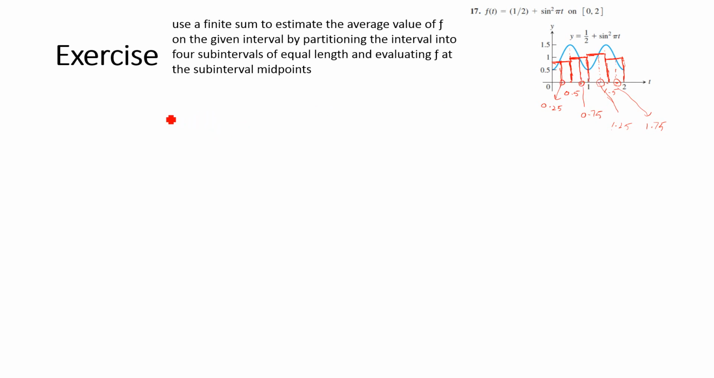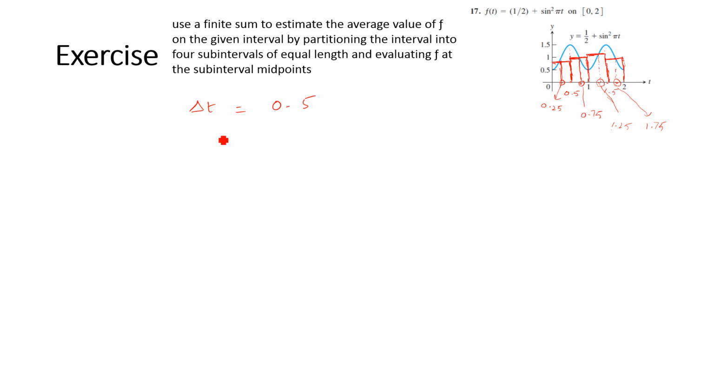So how can we find the height of the first rectangle? Let this rectangle be R1, this is R2, R3, R4. Our delta x here, delta t rather, because this is a function of t, is 0.5, because a here is 0, b here is 2. We have to subdivide into 4 subintervals, so 2 minus 0 divided by 4 is 0.5. That is, the width of every rectangle is 0.5.